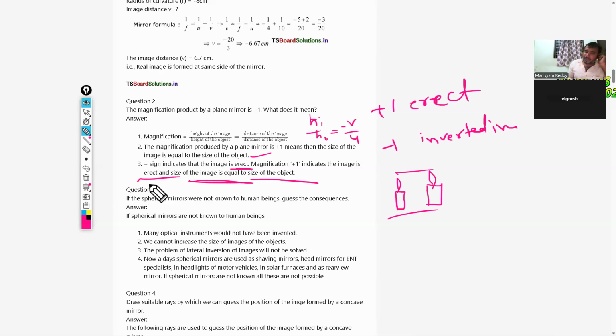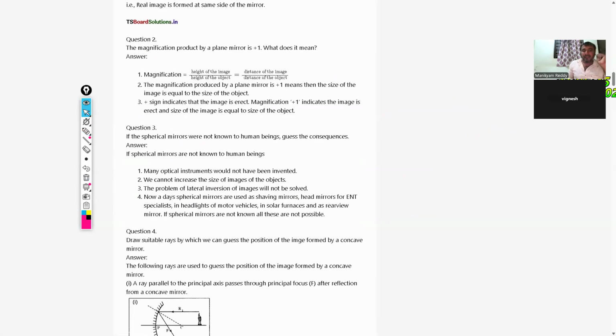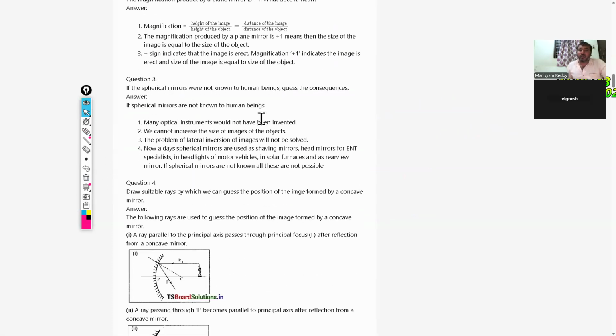Magnification plus 1 indicates the image is erect and the size of the image is equal to the size of the object. Next, question 3. If spherical mirrors were not known to human beings, guess the consequences. Many optical instruments would not have been invented. Microscope would not come, specs would not come, mirrors would not come, car headlights would not come, dentist mirror also would not come. All mirrors would not be available.